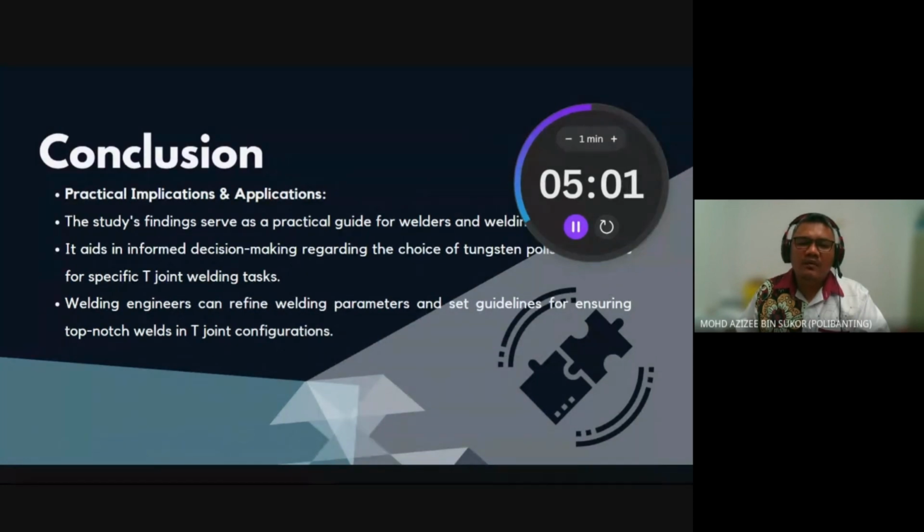The findings of this research have practical implications for welders and welding engineers. Understanding the effect of tungsten polishing angle on arc characteristics and molten pool expansion allows informed decision making in selecting the appropriate angle for T-joint welding applications. Welding engineers can optimize welding parameters and develop guidelines for achieving high quality welds in T-joint configuration.